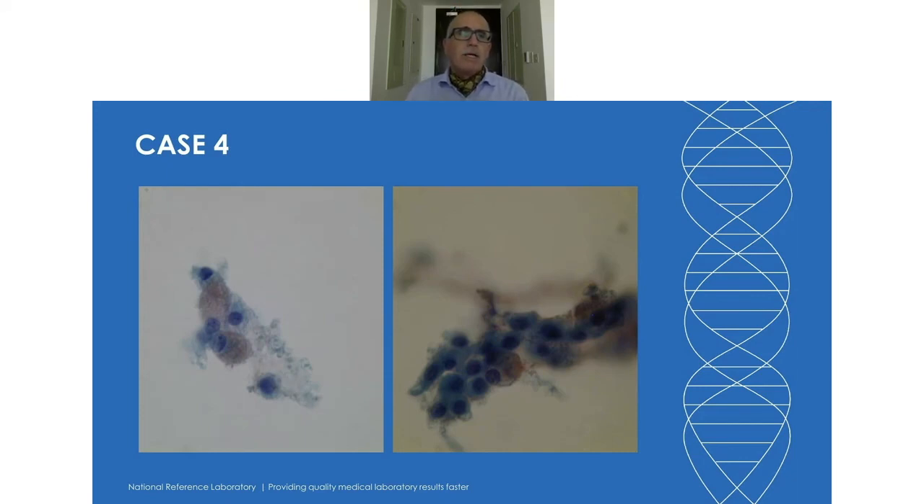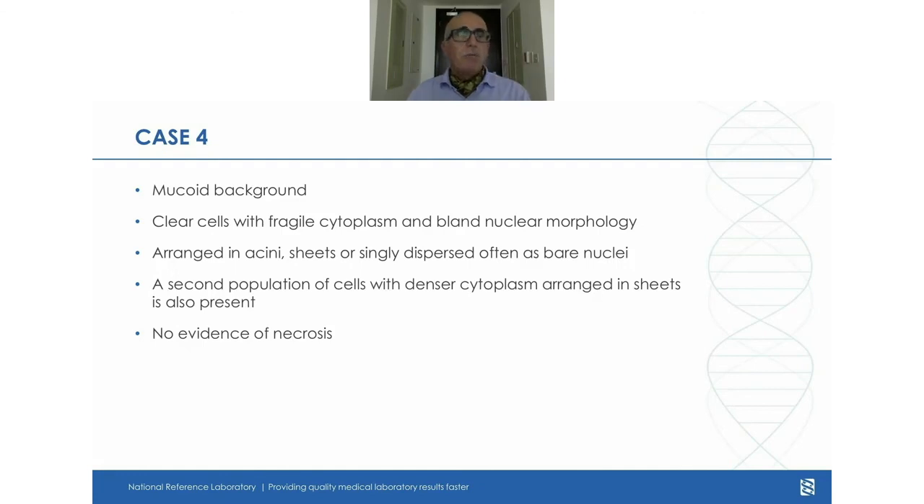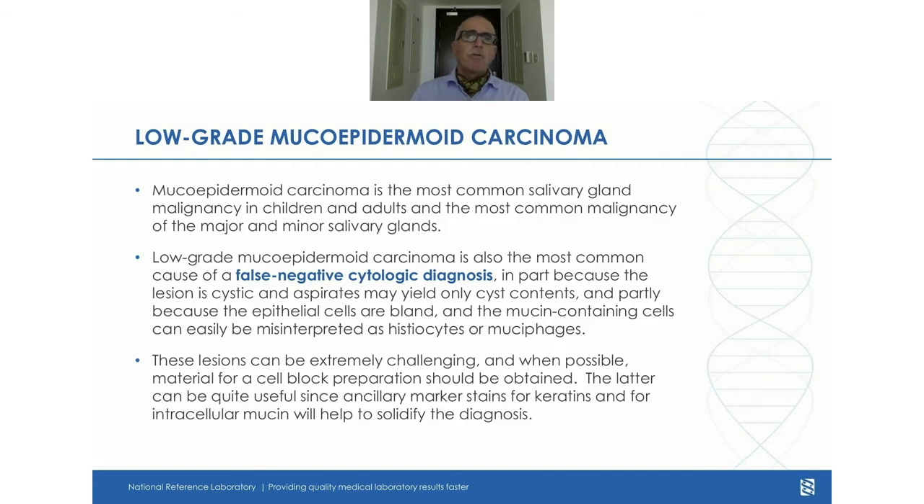So if we've seen mucoid background, then clear cells with fragile cytoplasm, bland nuclear morphology, arranged in acinar sheets or singly dispersed, often as bare nuclei. You saw many bare nuclei in the background. But then there was also a second population with denser cytoplasm arranged in sheets. No evidence of necrosis, and this was a low-grade mucoepidermoid carcinoma.